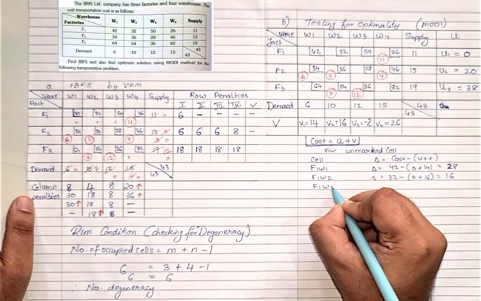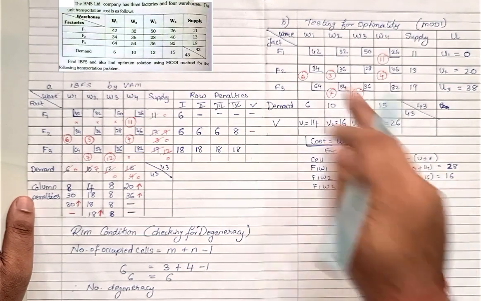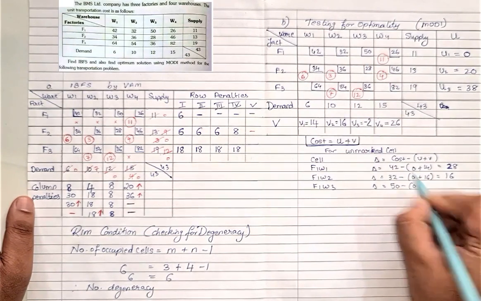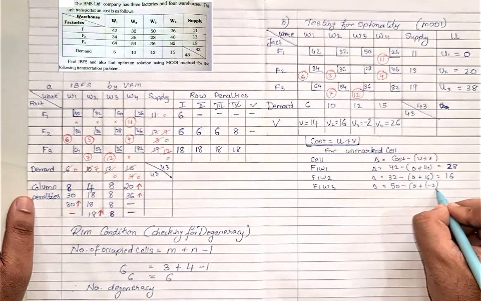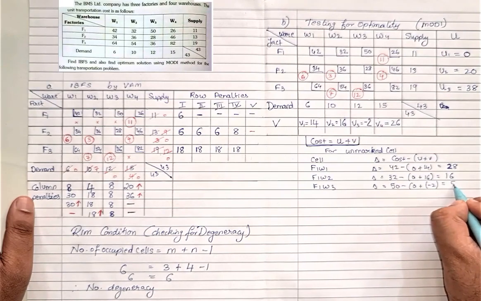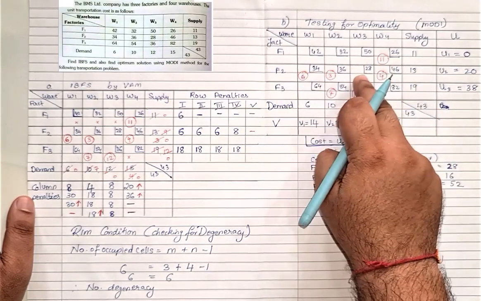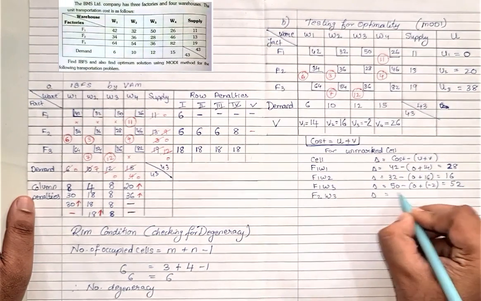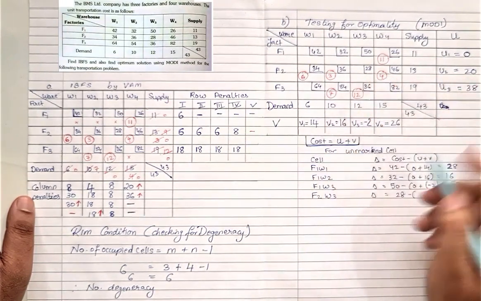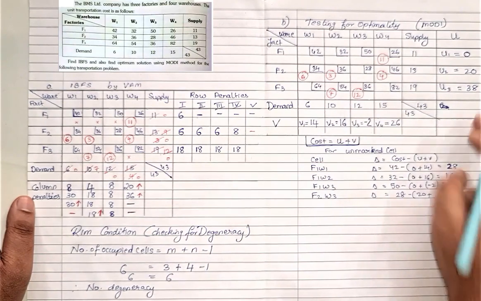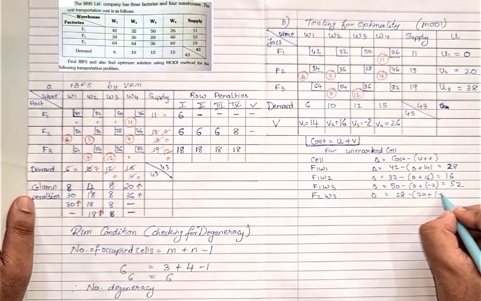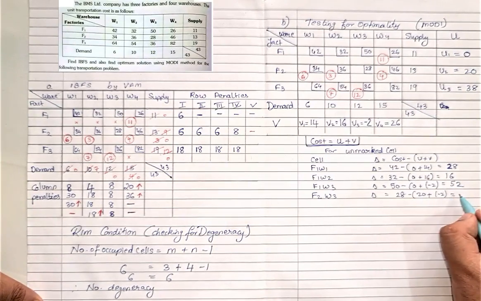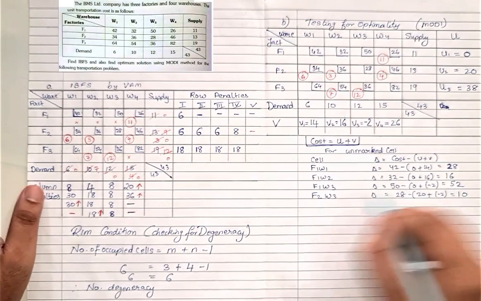Next cell is F1W3. Change is equal to cost, 50 minus 0 plus negative 2. So minus minus plus, so it will become 52. Next cell is this one. So we have F2W3. Cost is 28 minus u, which is 20, plus v, which is negative 2. So it will become 18. 28 minus 18, so that will become 10.